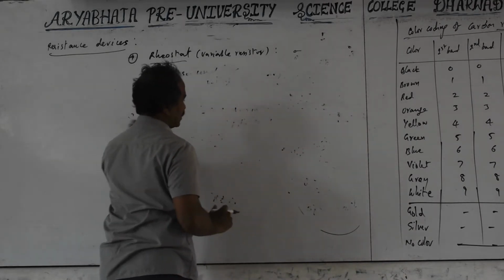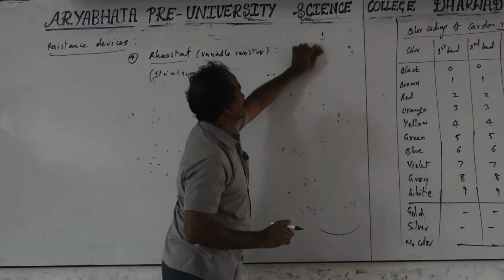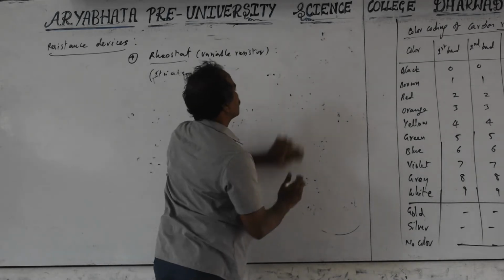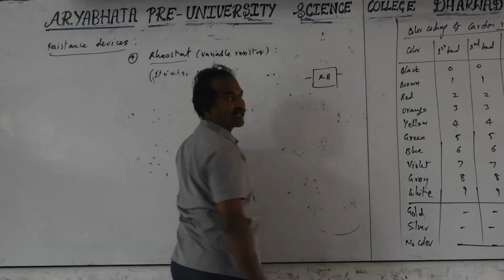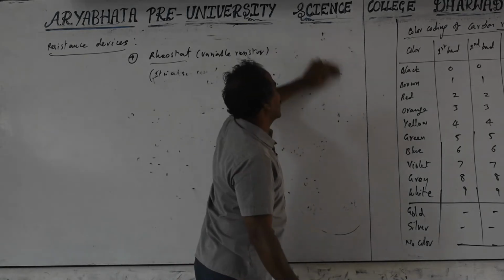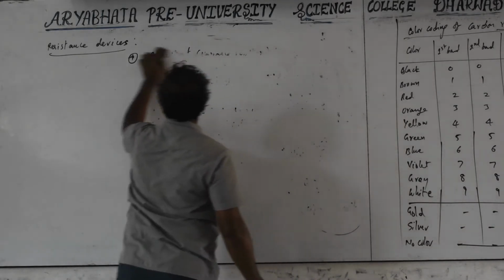Resistance box symbol separately is not there. This has a variable resistance. Or sometimes in circuit diagrams we take just a box and write it as R. R indicates a resistance box. Now simply write it as R ohms symbol.